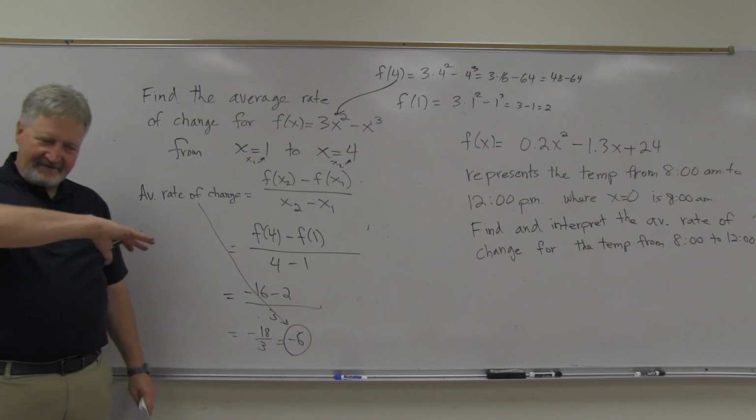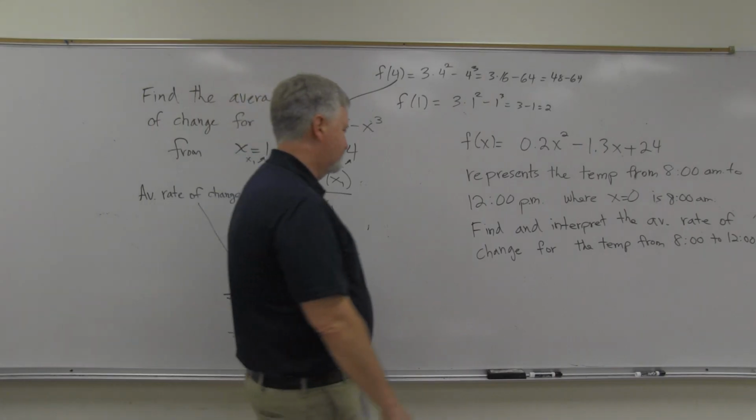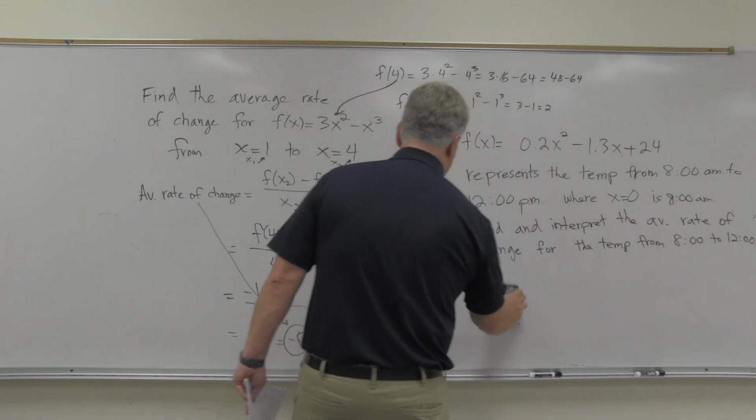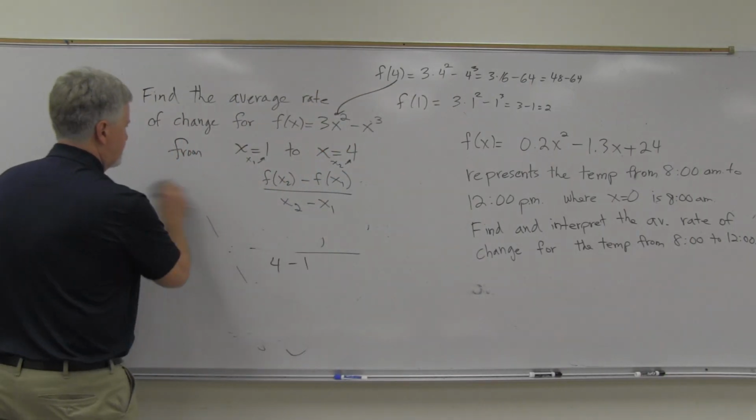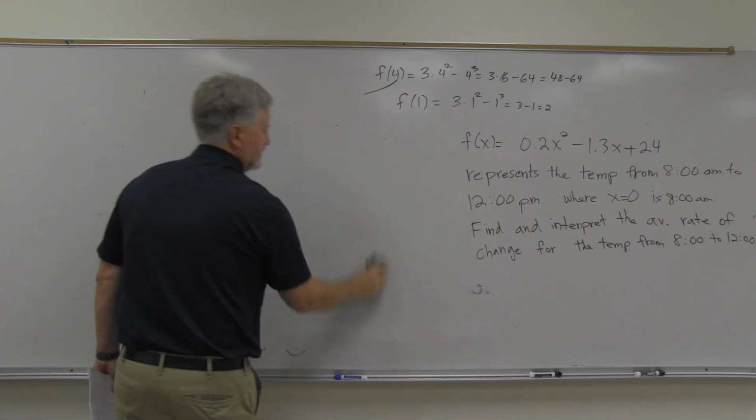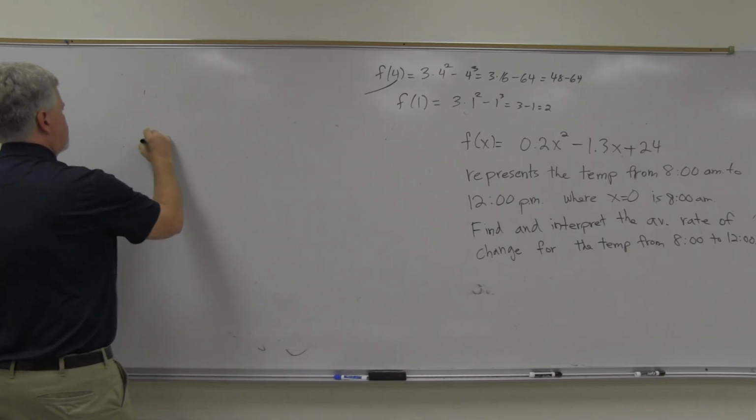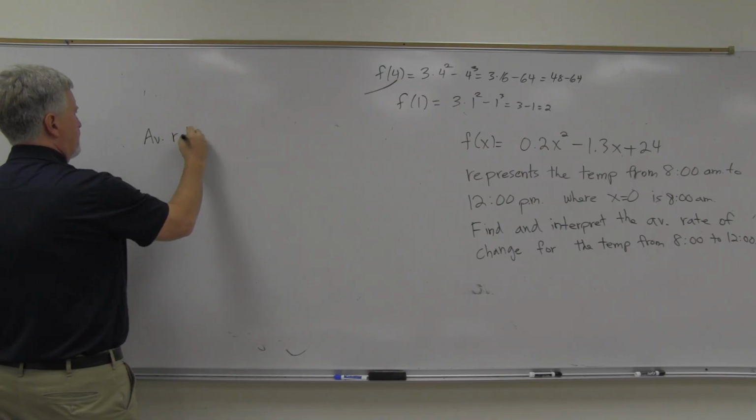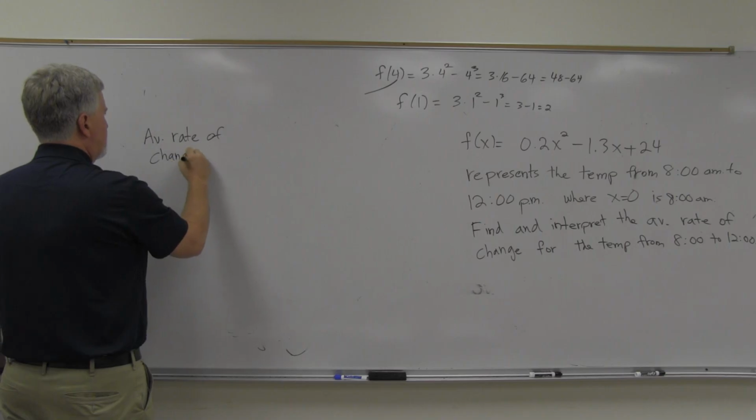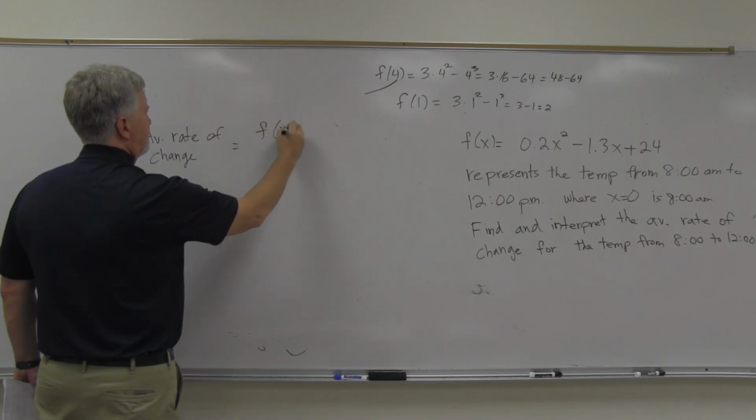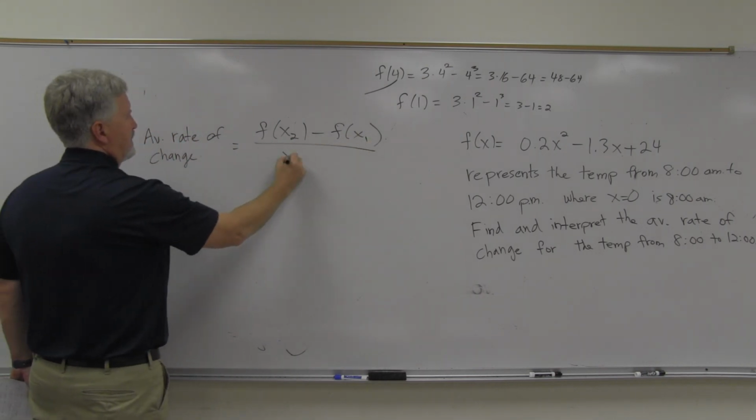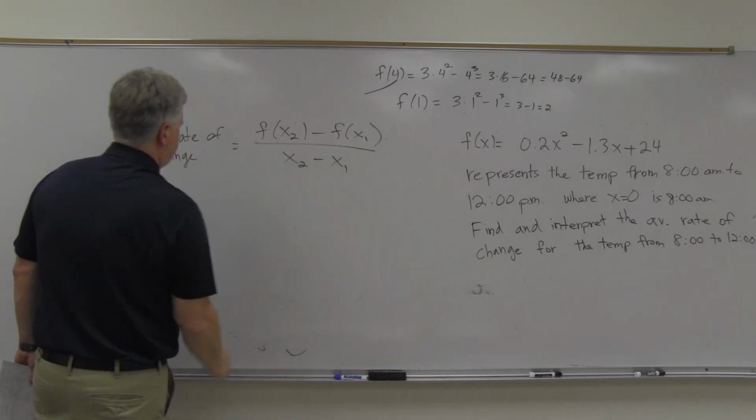So we just talked about the average rate of change, the way we calculate it. Let's come over here, let's have a little bit of room to write. So it's calculated: you take f of x2 minus f of x1, it's the slope formula, but using the function notation, over x2 minus x1.